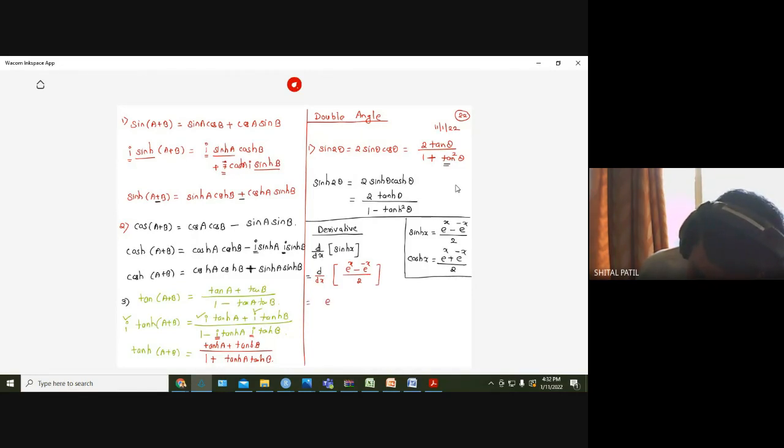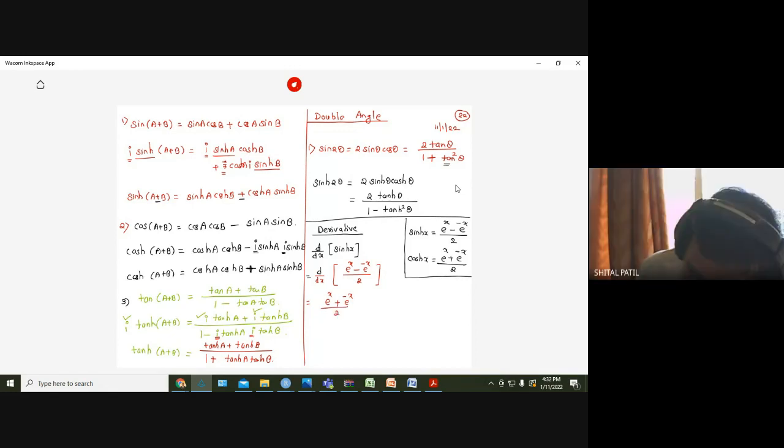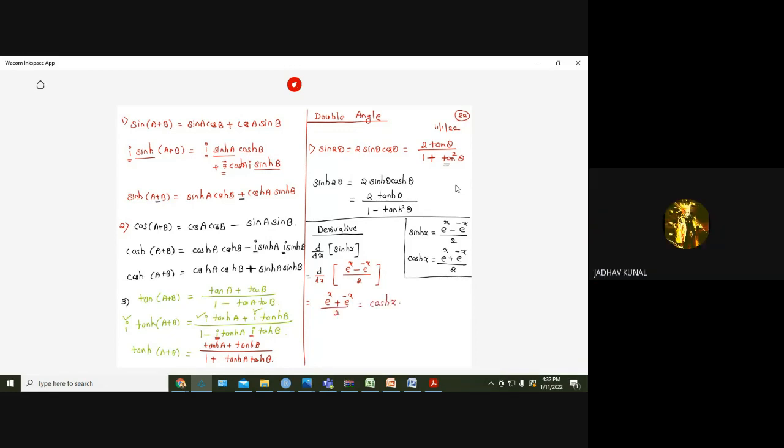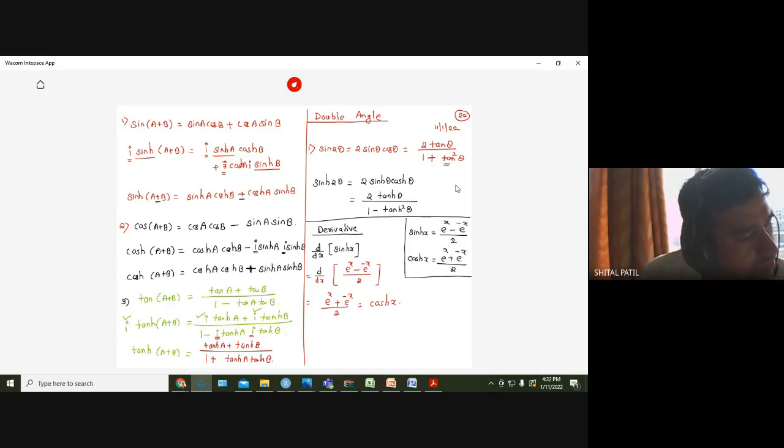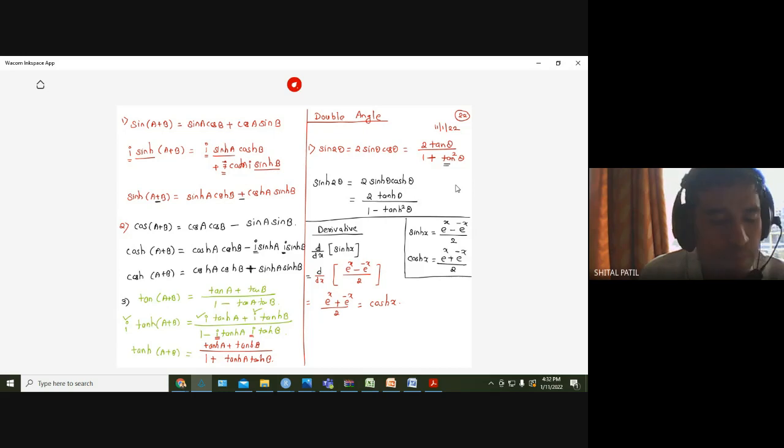So the derivative of e raised to x is e raised to x, minus the derivative of e raised to minus x, which is minus, it will become plus, divided by 2. And this is the formula of cos hyperbolic of x. Right? So what is the derivative of sine hyperbolic of x? Cos hyperbolic of x. Okay. You try it for the cos hyperbolic of x.